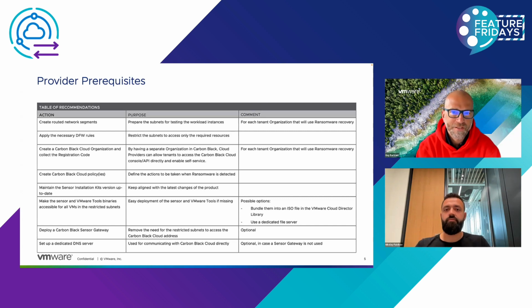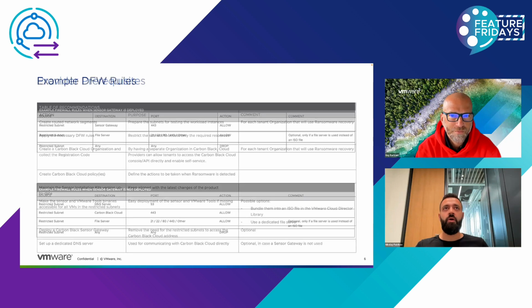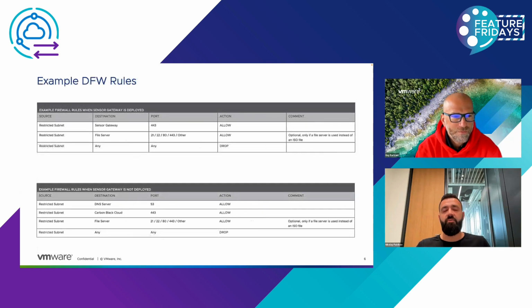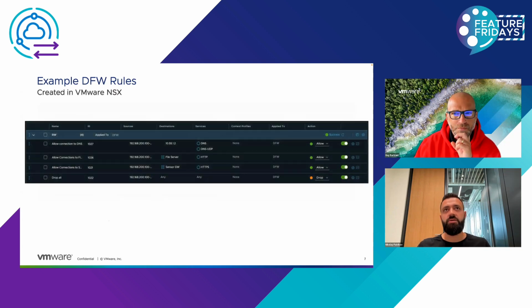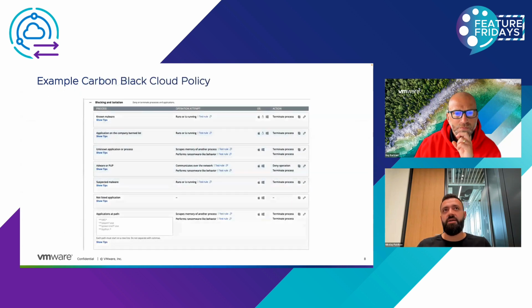Okay, great. Thanks, Nikki. Yeah. So here are a few examples for firewall rules. I won't spend much time. Depending on the setup, we can have different sets of rules for connections, and this is how it looks in NSX, where I have configured that. And an example of a Carbon Black policy that I mentioned, with all the actions taken depending on a threat detected.